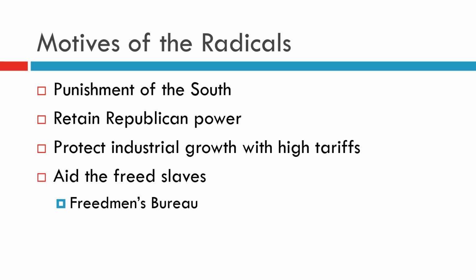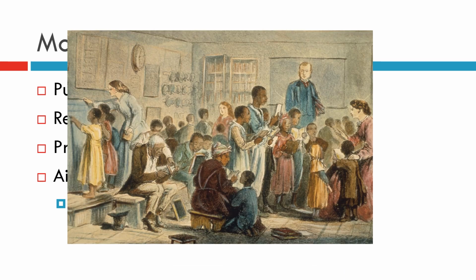Also, there's a genuine goal of aiding the freed slaves, and the Freedmen's Bureau is the federal body that makes that happen. They had their greatest success in education, providing literacy to people who would now be voting in presidential and local elections.